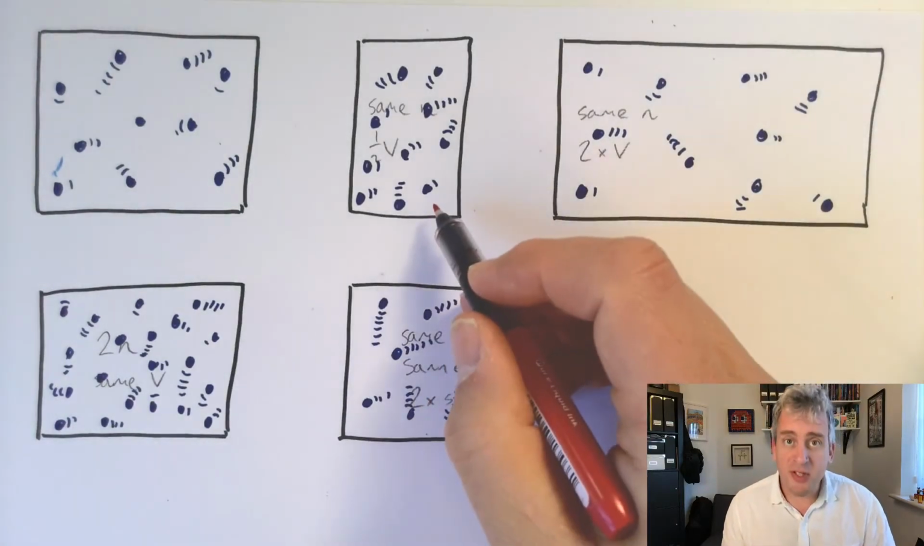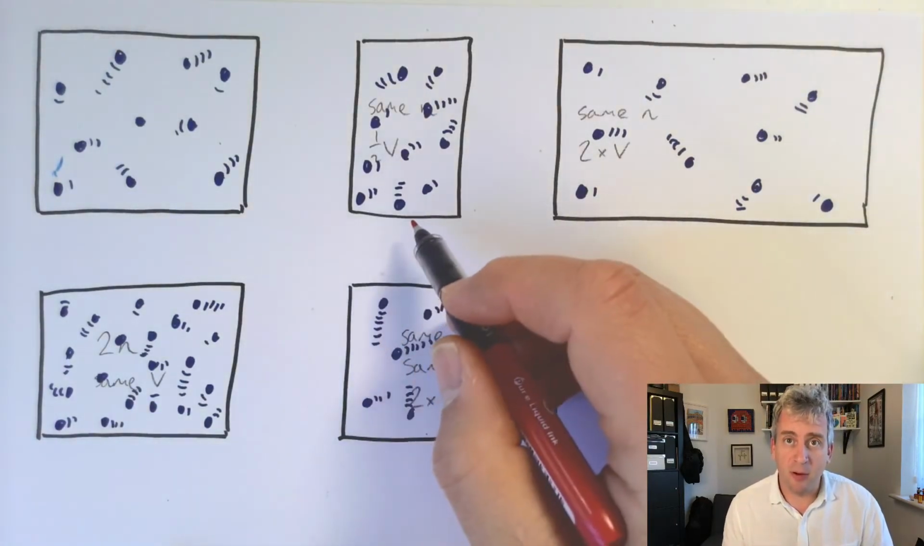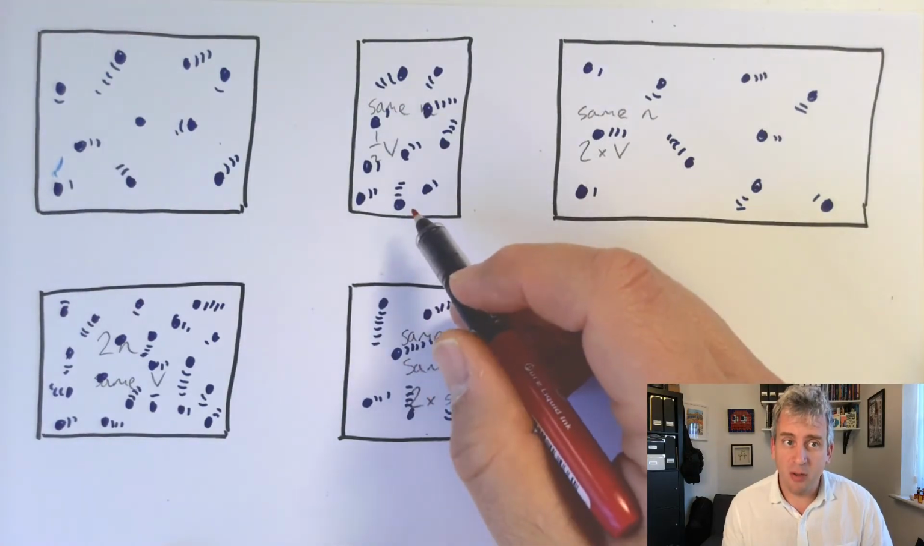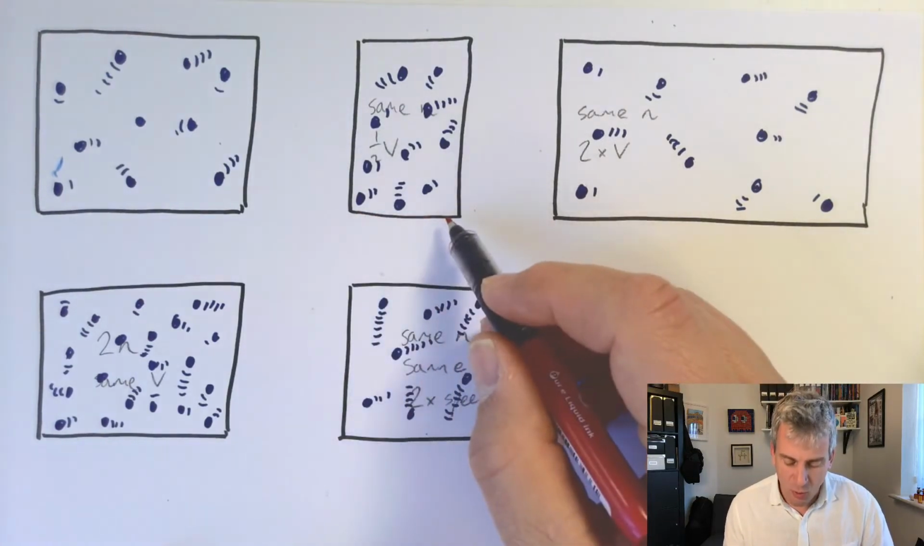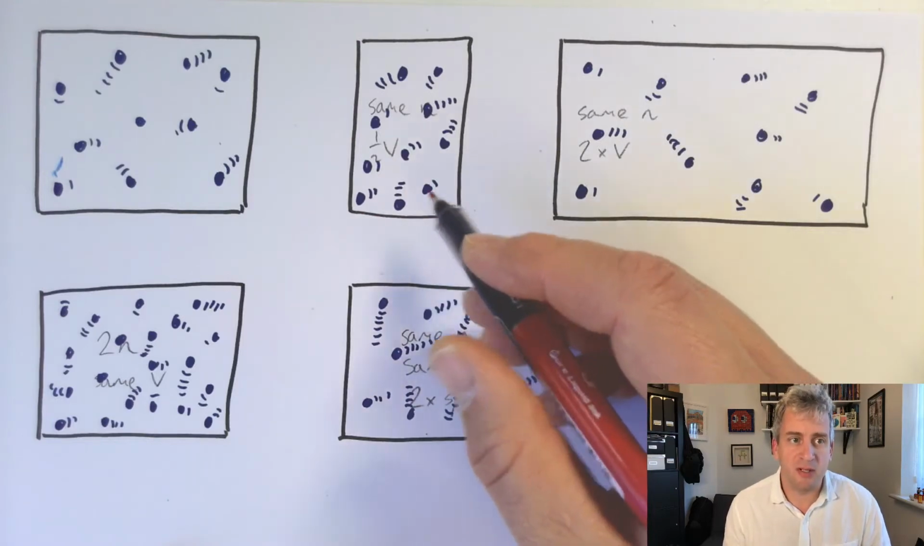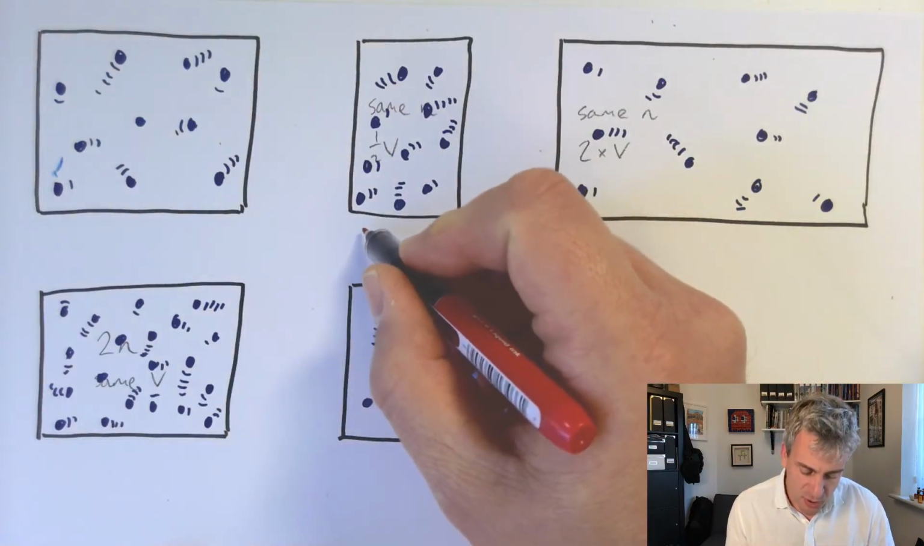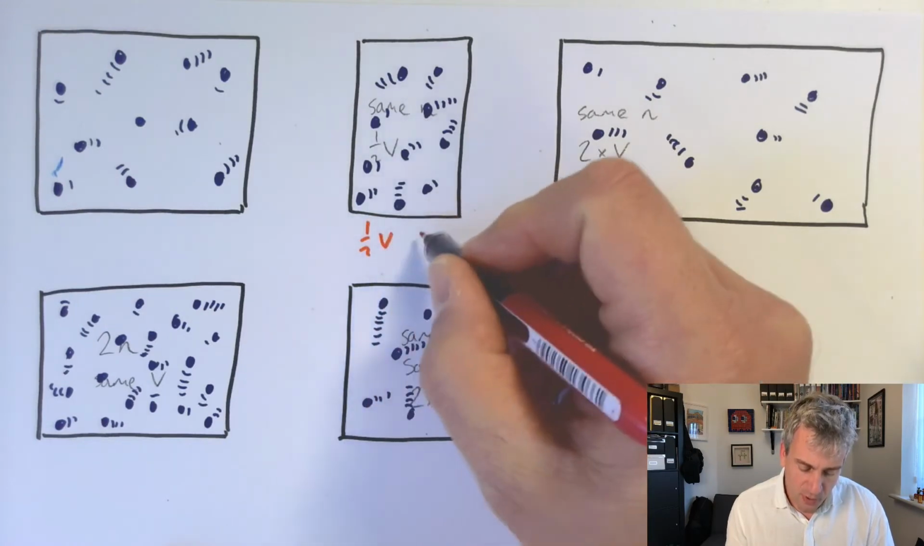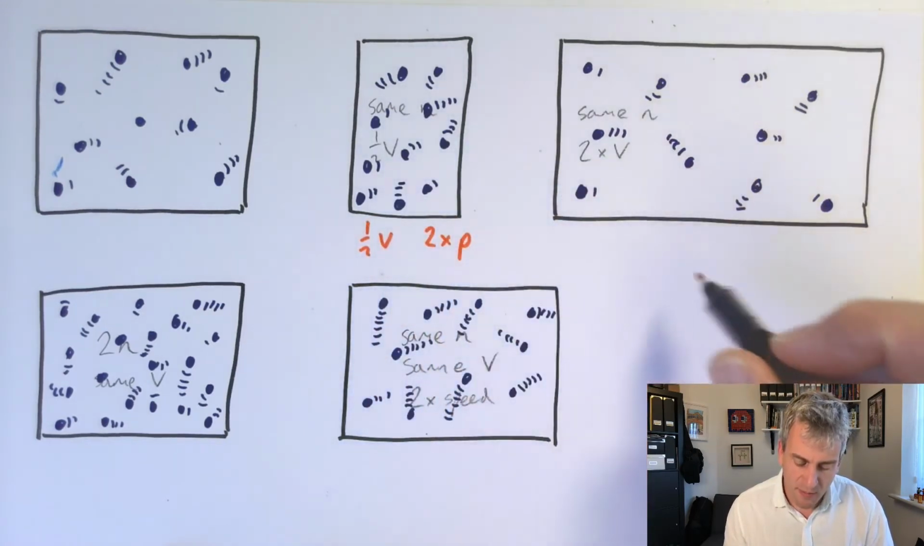Well, here we've got the same number of particles but in half the volume. What does that mean to the pressure? Well, if we consider each wall, there's twice the chance of a collision because there are 2 times the number of particles in there. So we've got half the volume, which means we've got twice the pressure.